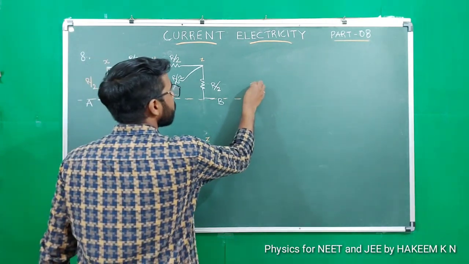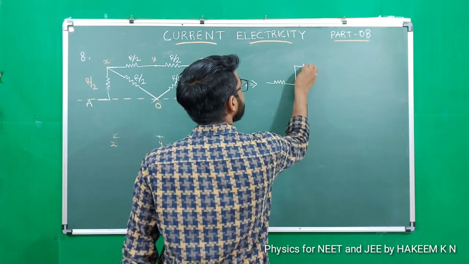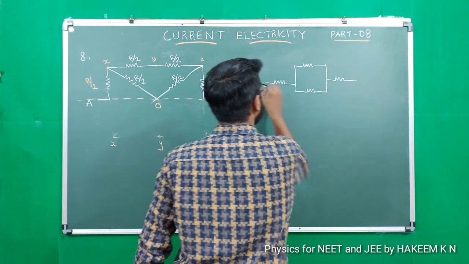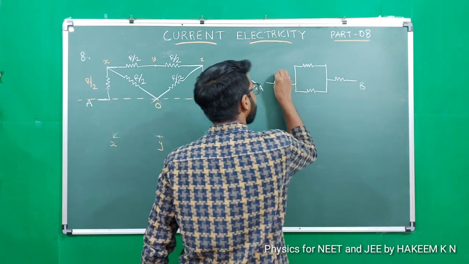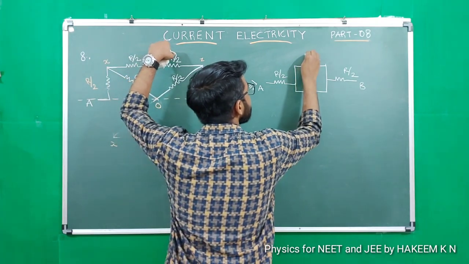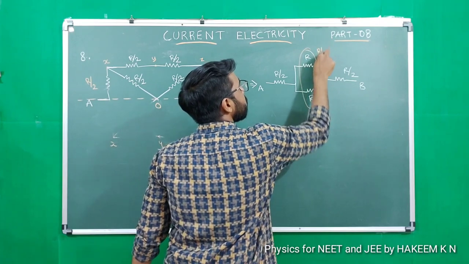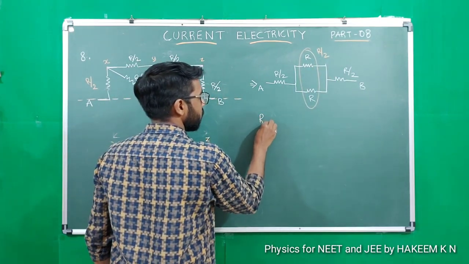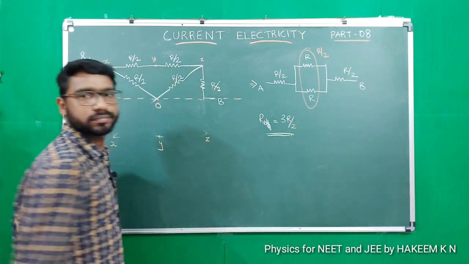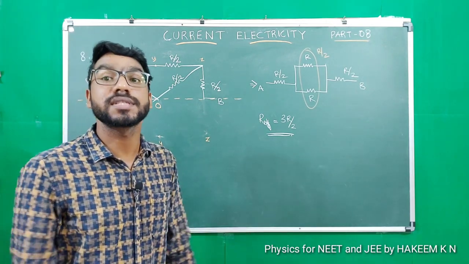Okay, so drawing the equivalent network: R by 2, R by 2, A here, B here, R by 2, this also R by 2, here R by 2, R by 2 in series, so R, R, and R, R, we will get R by 2. So the effective is 3R by 2, since the R by 2s are in series. Okay, I think you got the idea. In folding symmetry, opposite arms have the same potential.